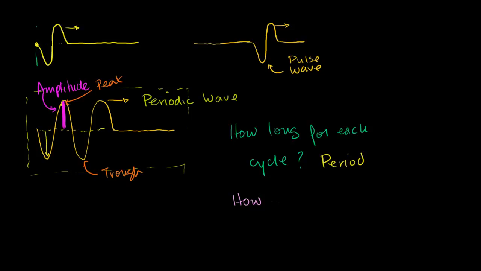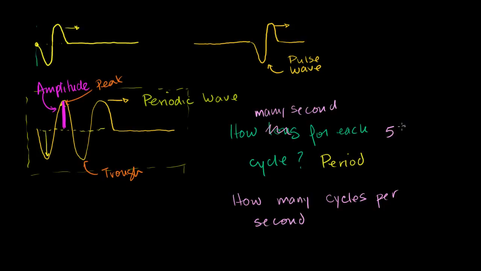How many cycles per second? So notice, this was how long. Or you could say how many seconds for each cycle. We could even write that, assuming we're dealing with seconds. How many seconds for each cycle? So for example, this period might look like something like 5 seconds per cycle. Or maybe it's 2 seconds per cycle.